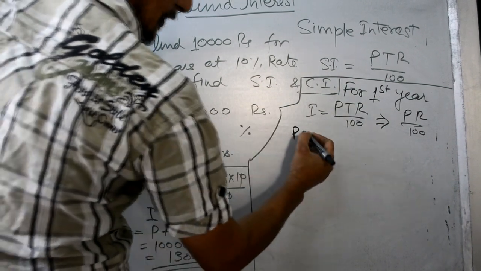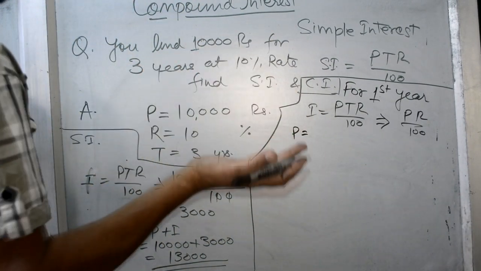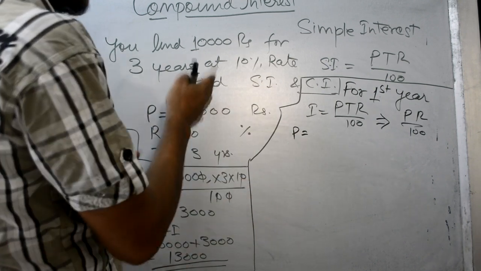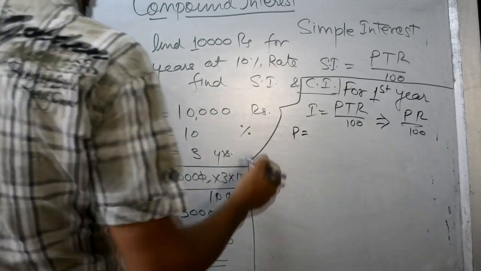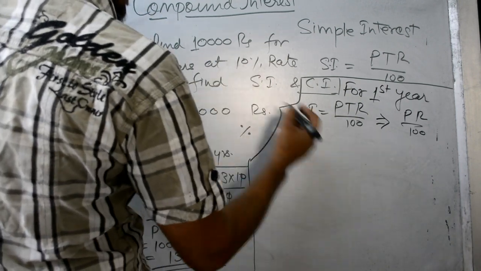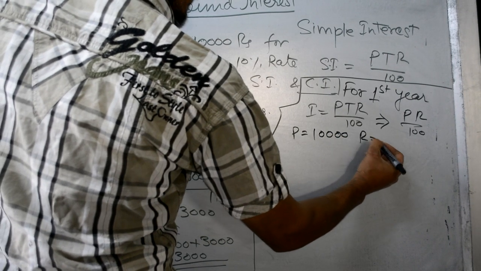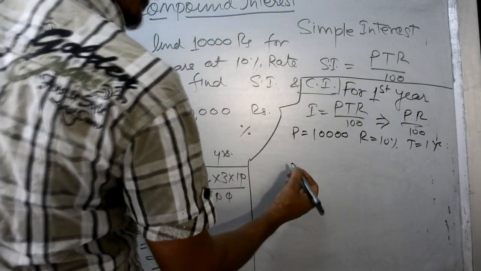Don't forget to write this thing that I am writing over here. Don't say, oh, it is already given over here, I don't need to write it. But in the examination, when you are going to solve the question, at that time this is going to be very important. Why is it so? I will tell you. So write: for the value, 10,000 rupees is the principal, rate is 10% and time is equal to 1 year. Now solve it.